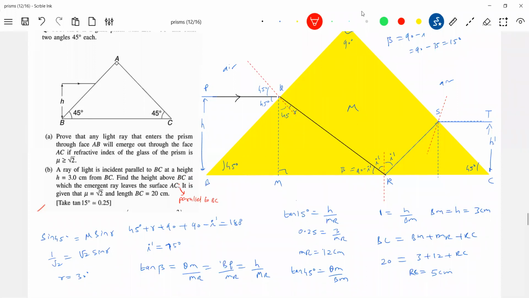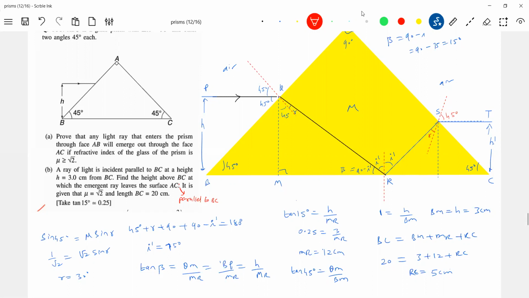We can never reach what he's saying. There's a correction, and I'm adding it: surface AC parallel to BC. Okay, fine. Now applying Snell's law. This should be the R only. Applying Snell's law, because this angle should be equal to how much? 45 degrees. So this should be the R. We know the value of R.